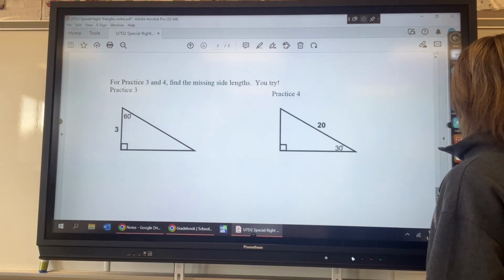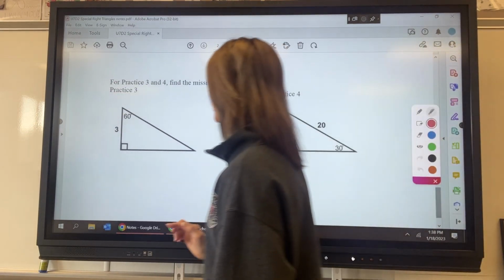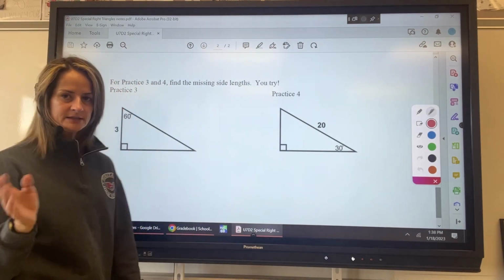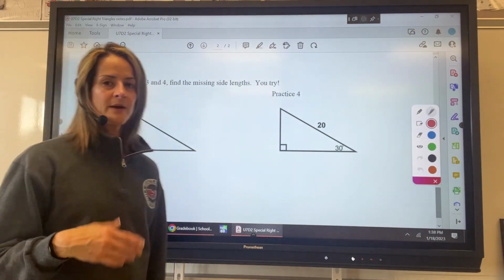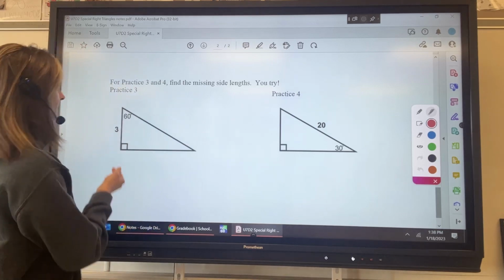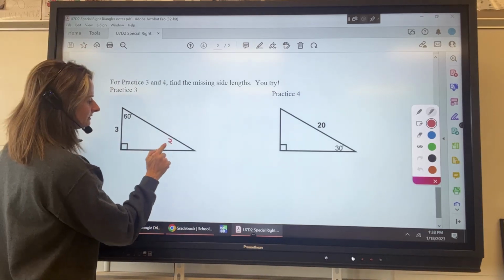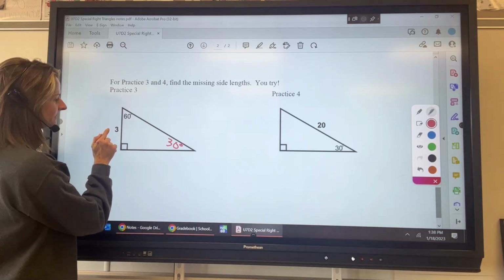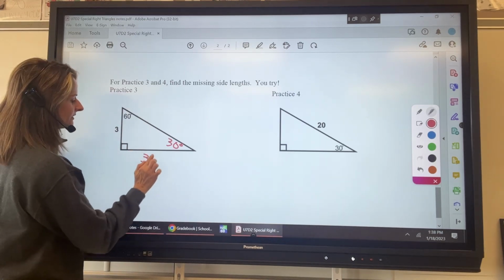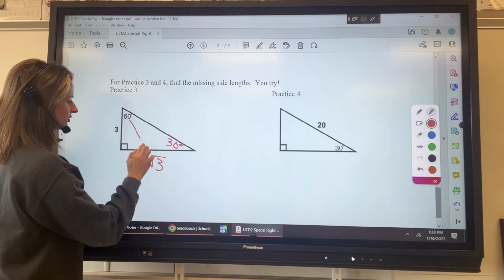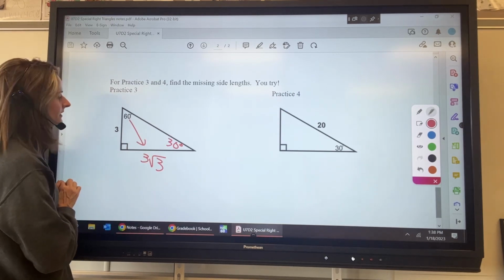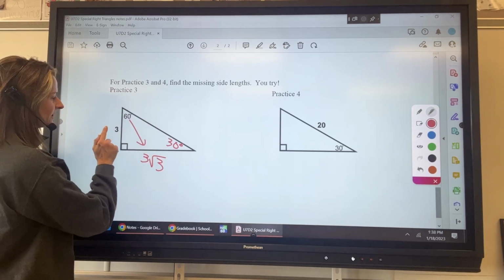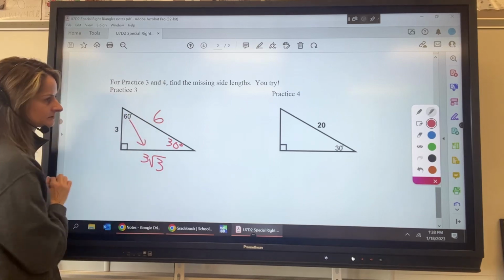Now, again, sometimes you might have a problem where you have to rationalize the denominator. You may have to multiply by root 3 over 3 in some of these problems. So here, this 3 is clearly the short side because it's across from the 30. So I can multiply it by the square root of 3 to get the long side. This is the long side because it's across from the 60. To get the hypotenuse, I have to multiply 3 times 2, and I just get 6.